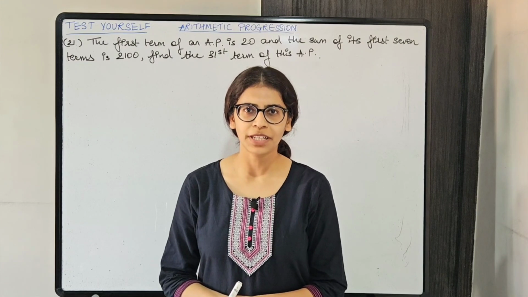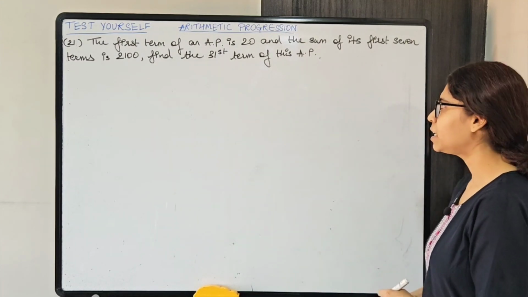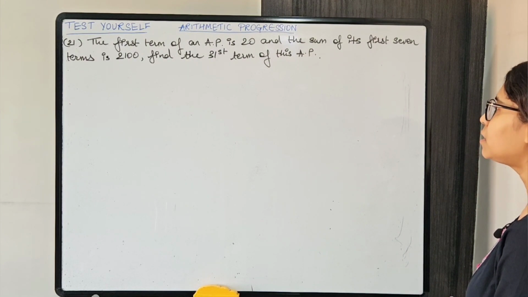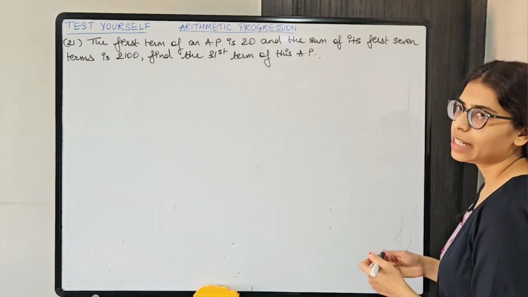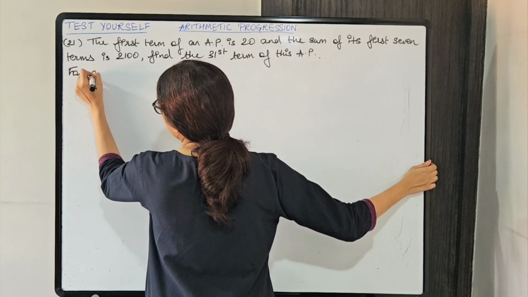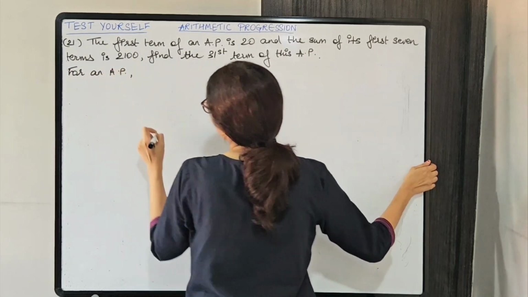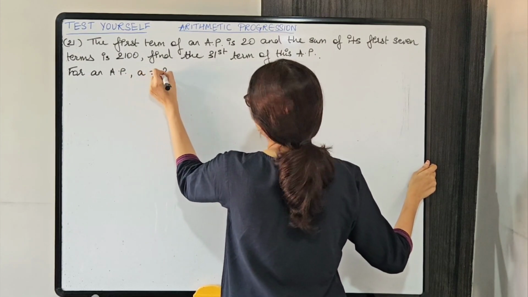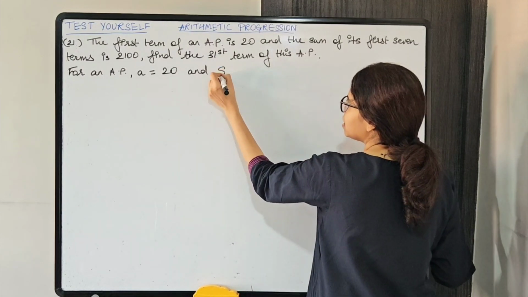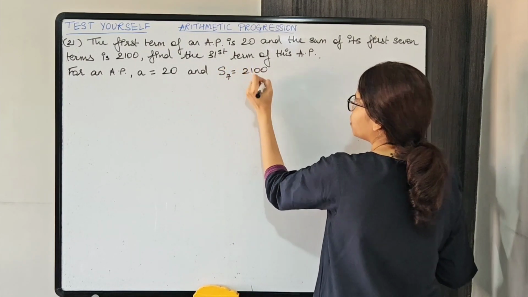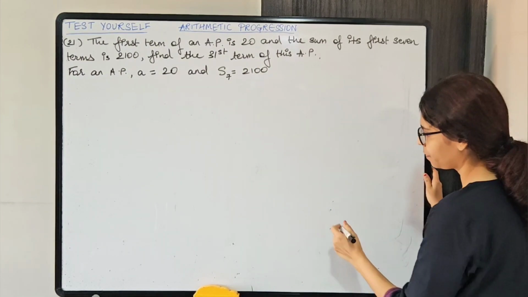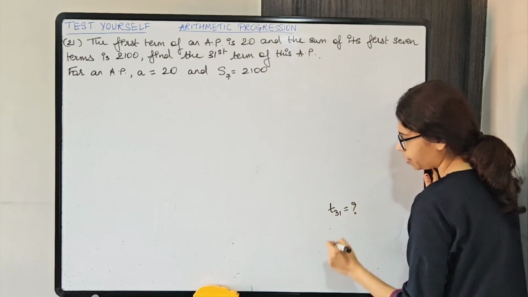Next question, question number 21. The first term of an AP is 20 and the sum of its first 7 terms is 2100. Find the 31st term of this AP. Let's write down the given first. For an AP, first term, that is A is 20 and sum of its first 7 terms, that is S7, is 2100. This is the given information. We need to find out 31st term of the AP. T31 find out करना है.